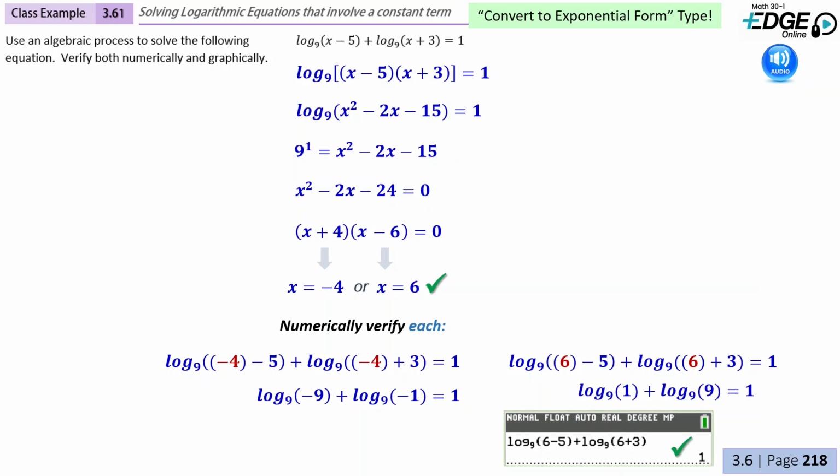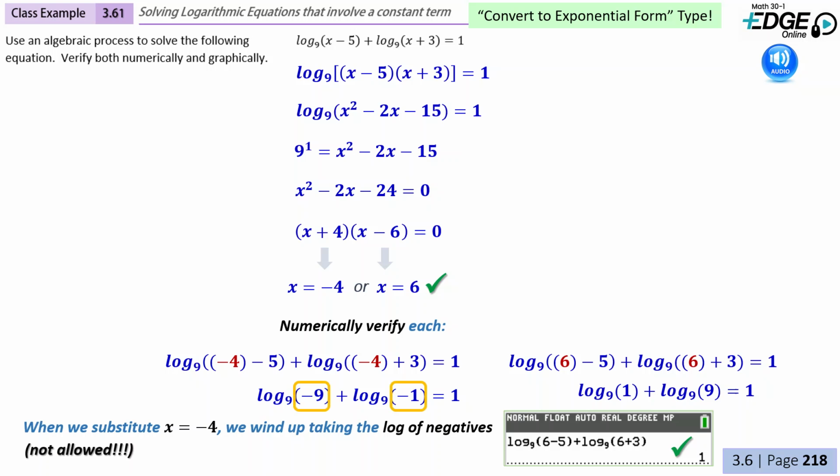And it turns out the one on the right, our x is equal to 6, works. That is equal to 1. So the left side of the equation is equal to the right side of the equation. However, when we substitute the negative 4 back in, we end up with this situation where we're taking the logarithm of negative numbers, which isn't allowed. So this is telling us something. This is telling us that the solution of negative 4 is extraneous.